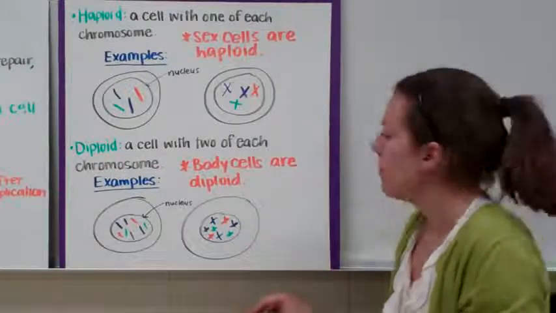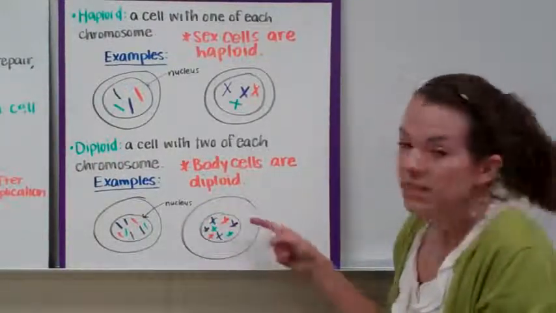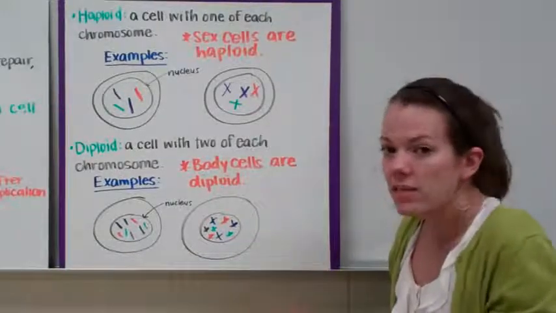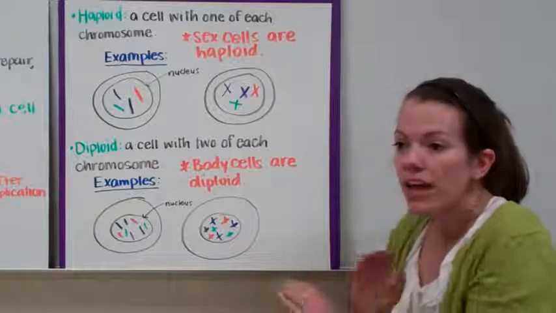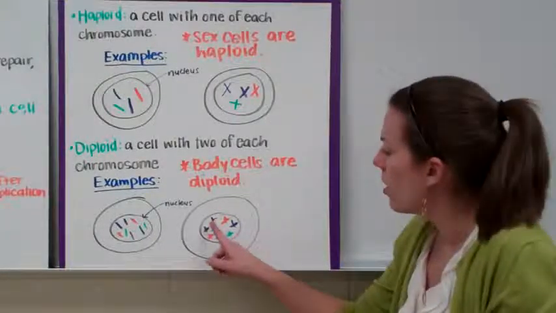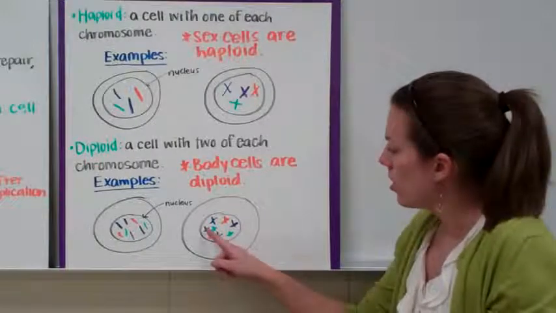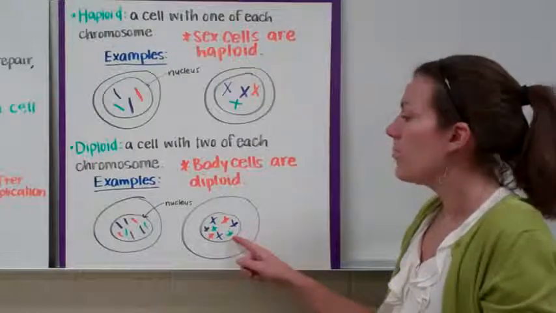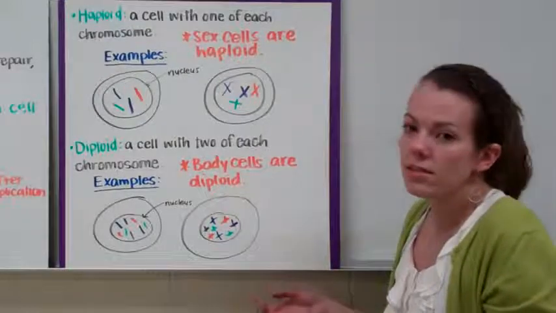Let's look at the second cell. This cell has a nucleus. Inside the nucleus we have chromosomes that have been replicated, so they look like X's. But remember, when chromosomes look like X's, they still only count as one chromosome. So we have 2 blue chromosomes, 2 purple chromosomes, 2 orange chromosomes, and 2 green chromosomes. So this is also a diploid cell.